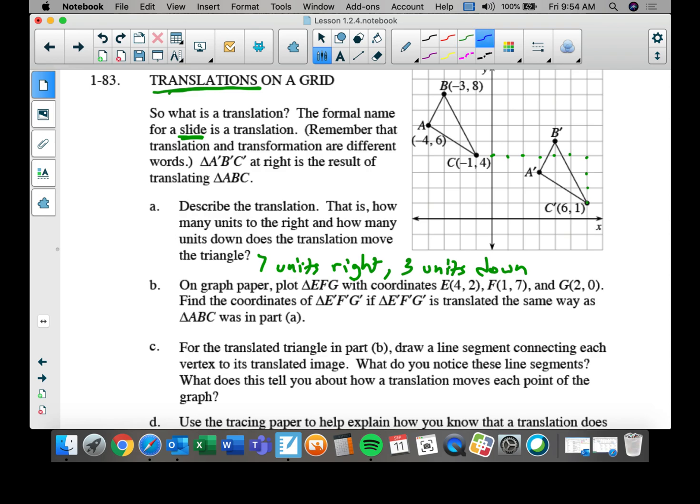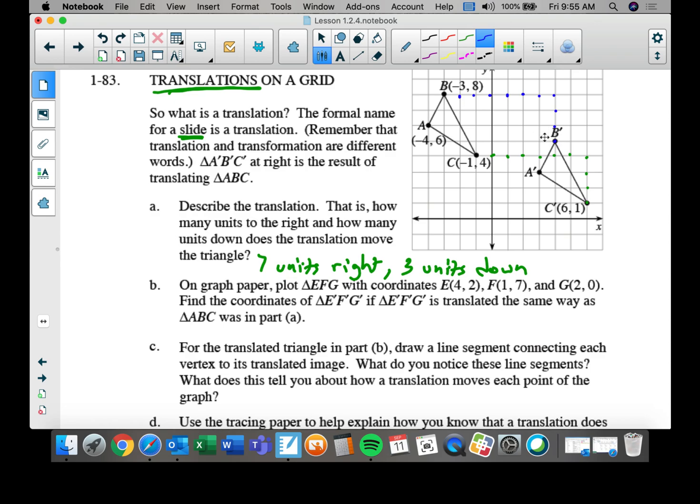I'm going to come back up in a different color. If we go from B to B prime, B is 1, 2, 3, 4, 5, 6, 7 units to the right, and 1, 2, 3 units down as well. If you checked A to A prime, you would get the same thing. And what I want you to notice is that when you translate something, all points are translated the same way.